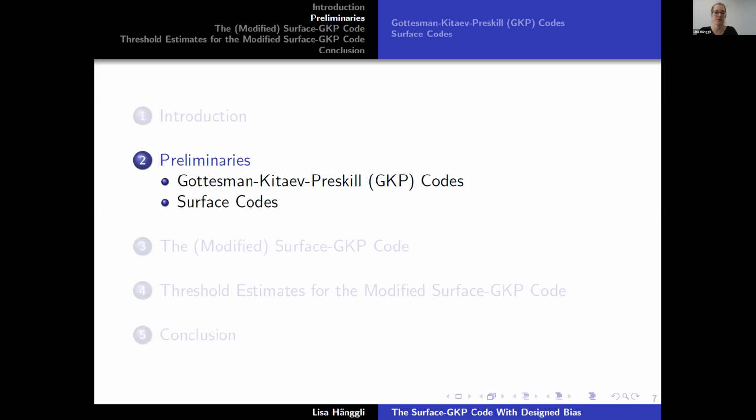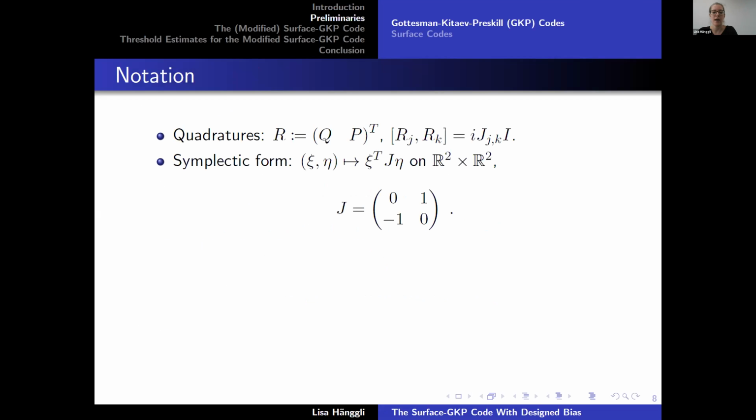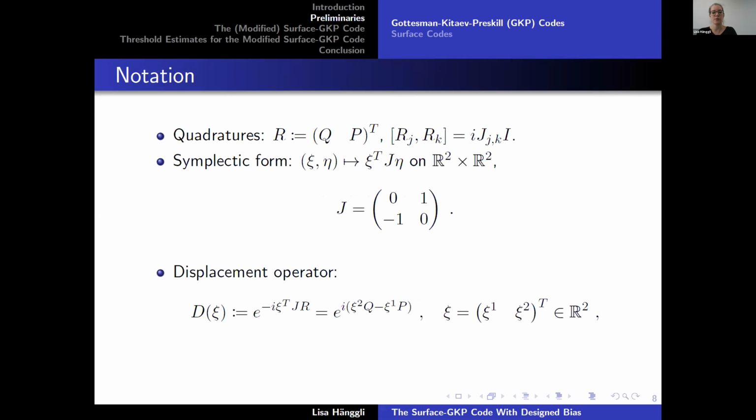Okay. So some preliminaries. First, some notation. We denote by Q and P the position and the momentum operator, and we gather them in a vector R. Then the commutation relations can be written in terms of the matrix J, which is defined below here, and is associated with the given symplectic form. The displacement operator can also be written in terms of this matrix J, and this operator translates, by conjugation, the vector of mode operators R by the amount psi in phase space.